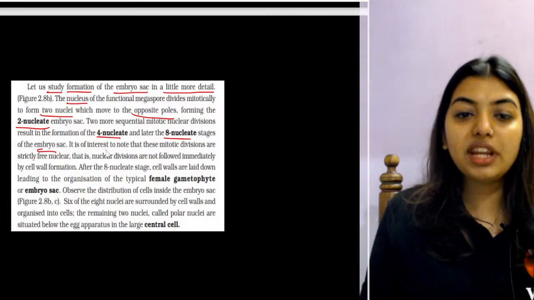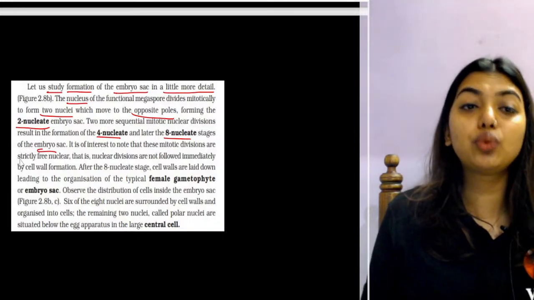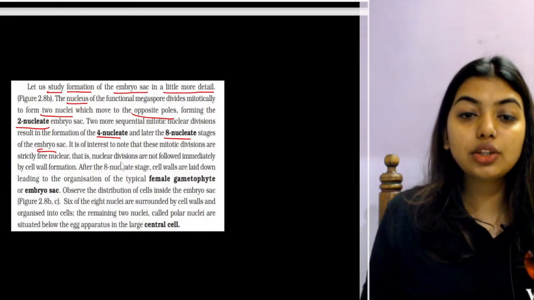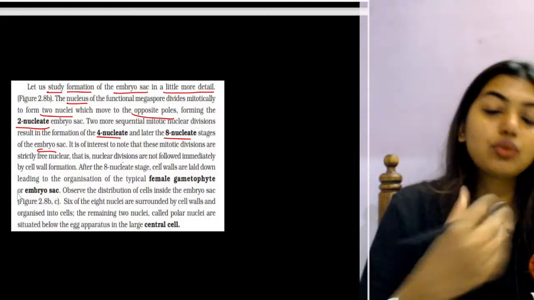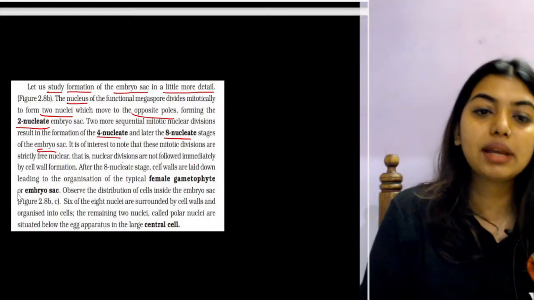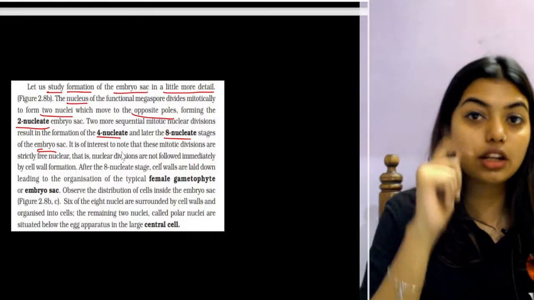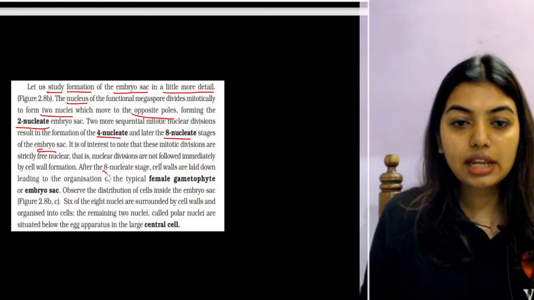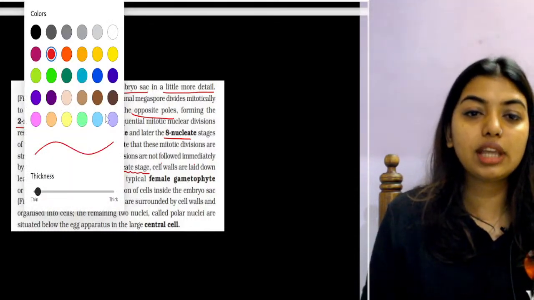It is of interest to note that these mitotic divisions are strictly free nuclear. The nuclear divisions are not followed immediately by cell wall formation, because again you have to remember that the polar nuclei is single nucleated. So after the 8 nucleate stage, cell walls are laid down, leading to the organization of a female gametophyte or the embryo sac.